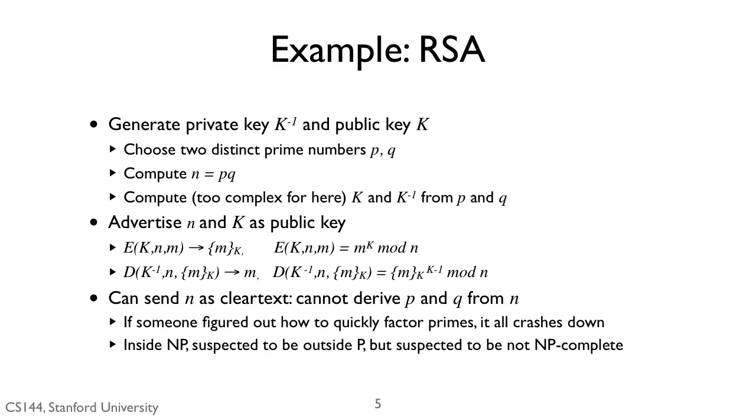As you can imagine, a lot of people have put a huge amount of effort into understanding exactly how hard it is to factor a product of two prime numbers. For those of you who know a bit about computational complexity, we know that the problem is in the computational class NP. It's suspected to be outside class P, but it's suspected to not be NP complete. So that means our best guess is that you can't do it in polynomial time, but it's not as hard as the hardest problems in NP, like traveling salesman.